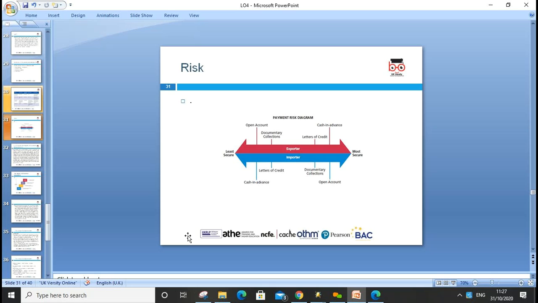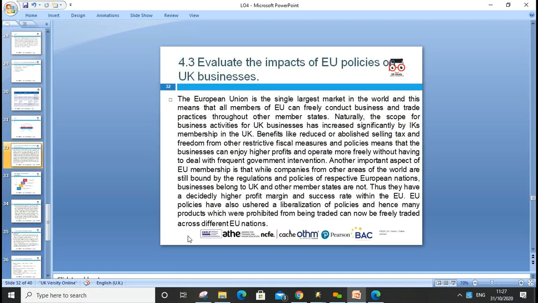We need to measure this before we decide. Risk is the probability of something happening. This diagram shows what sort of risk there can be, from the least secure to the most secure method. The most secure is the letter of credit, LC. You may have heard about importers and exporters, because of course this is international trade.